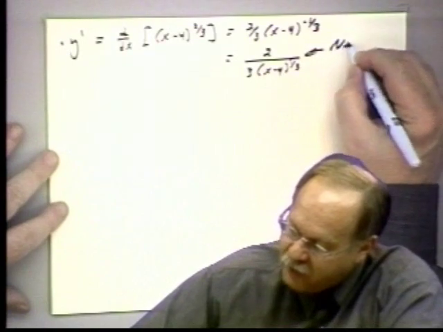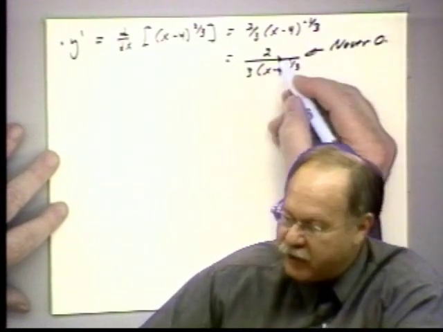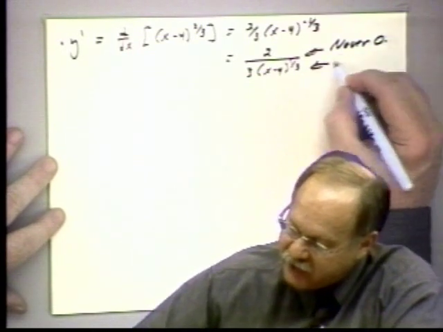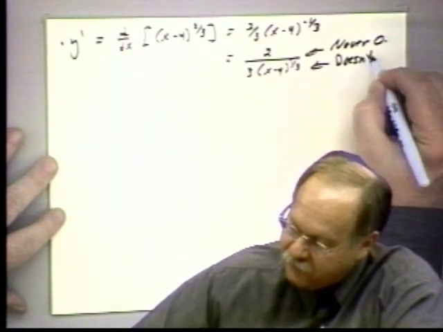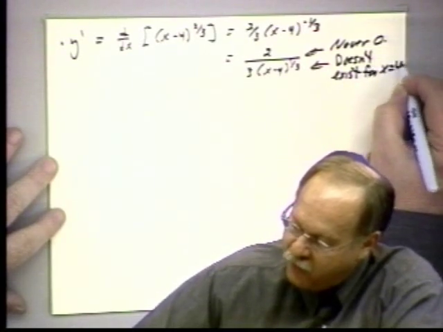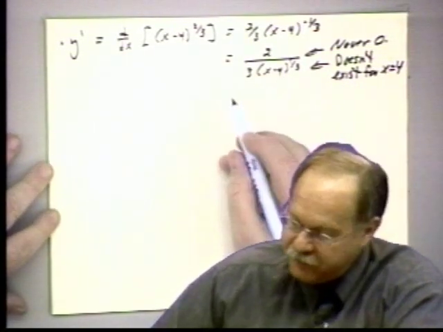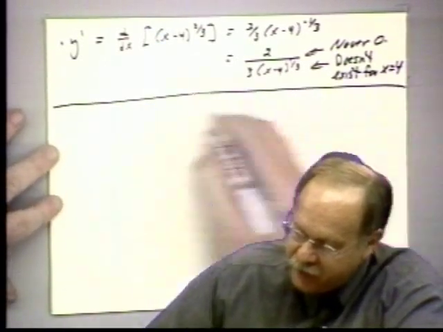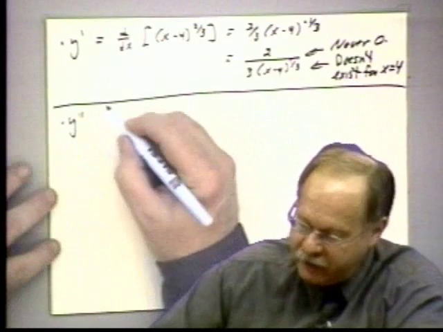Notice that this is never 0. A fraction can only be 0 if the top is 0, and this can't happen. It also doesn't exist for x equal 4. That would make the bottom 0. So that's worth noting. Let us now look at the second derivative as we build up our toolkit here.